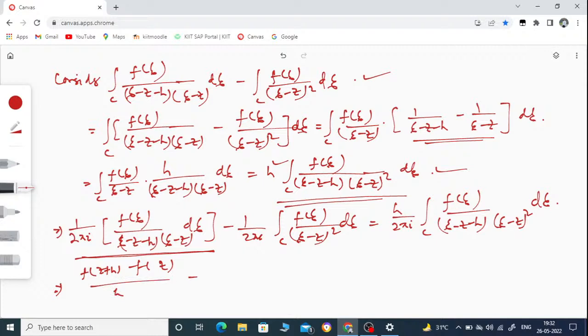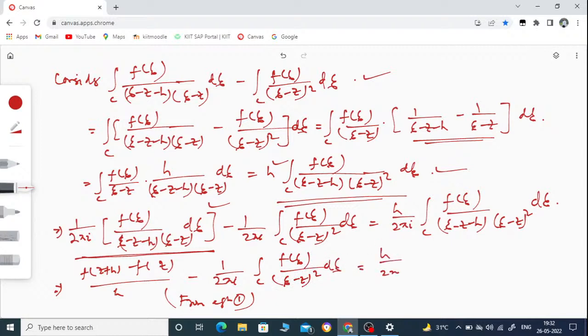Okay, from equation 1, I am replacing this one by this formula. Then this is 1 by 2 pi i, integration over C, f of j divided by (j minus z) whole square dj, is equal to 1 by h times [1 by 2 pi i integration over C f of j divided by (j minus z minus h) whole into (j minus z) whole square dj].